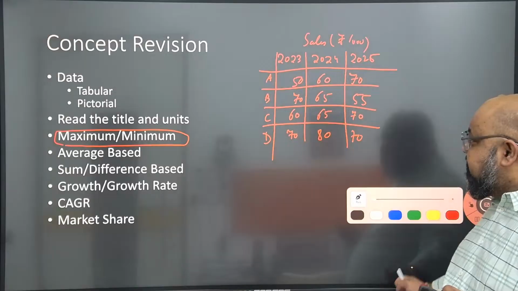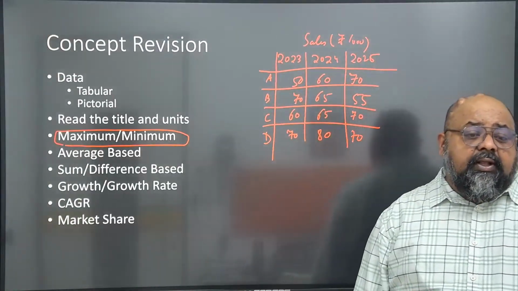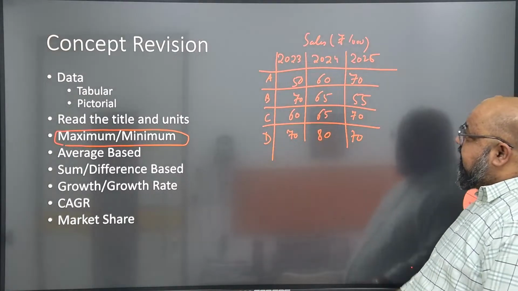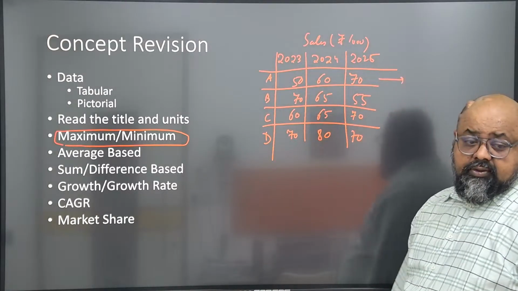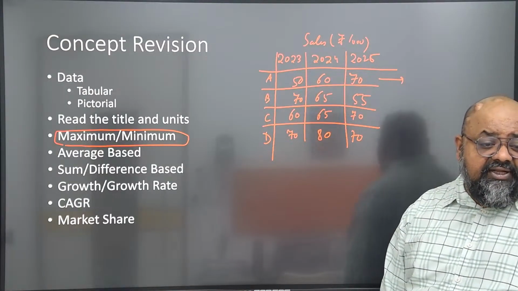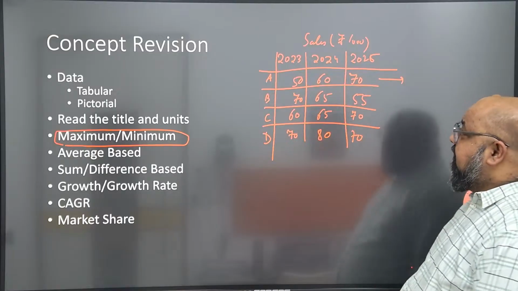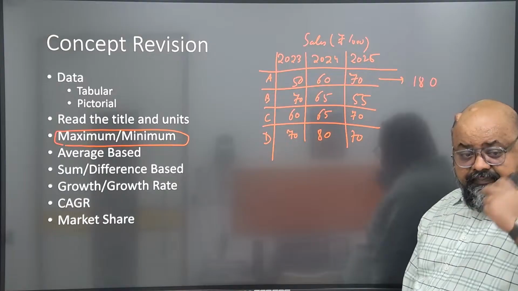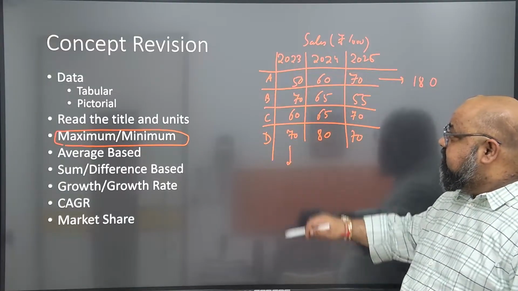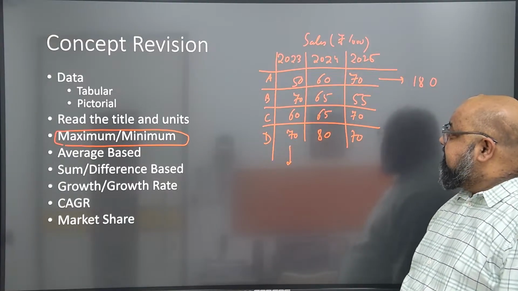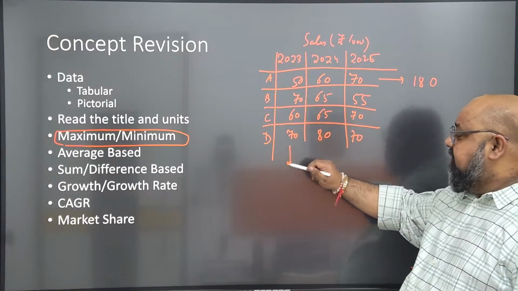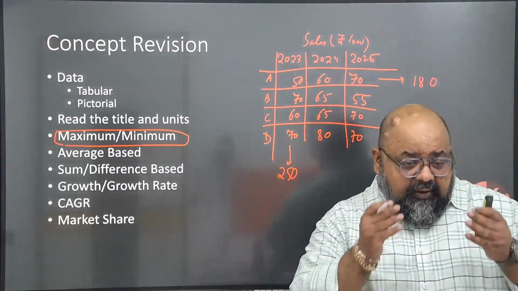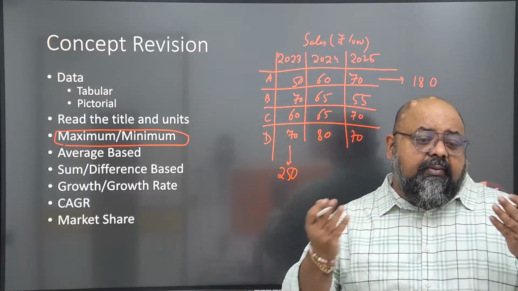I could also have a question that talks to me about the total values. For example, what is the sales for A in the 3 years put together? The sales for A in 3 years put together, let's say the sum of the three numbers, 50 plus 60 plus 70, which is 180 rupees, 1000 rupees. What is the total sales in the year 2023? 50 plus 70, 120 plus 60, 180 plus 250,000 rupees.